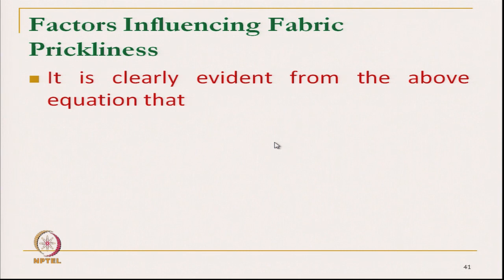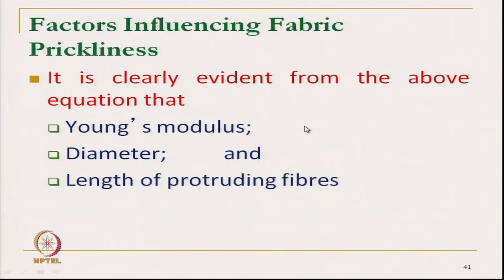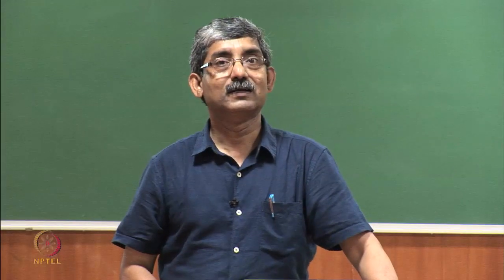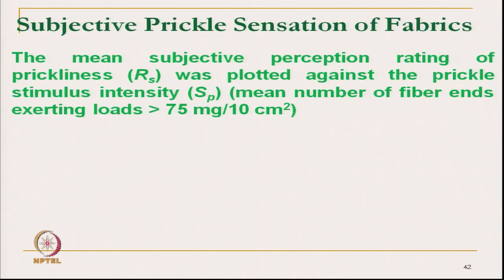It is clear from this equation that the prickliness of fabric is related to the Young's modulus, the diameter of the fiber and the protruding length of the fiber. They are the key factors of prickliness. As we have discussed, with an increase of Young's modulus the prickliness increases, with an increase of diameter it increases, and with an increase of length it reduces. These are what we have discussed as the objective measurement.